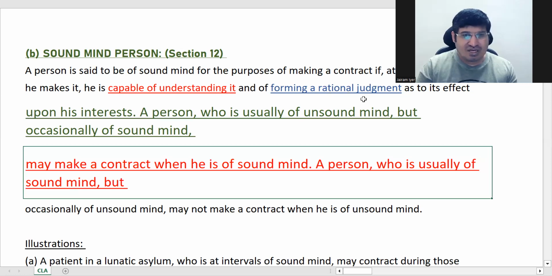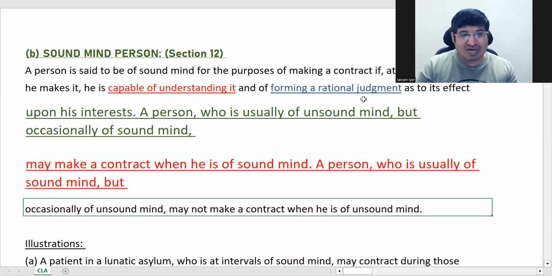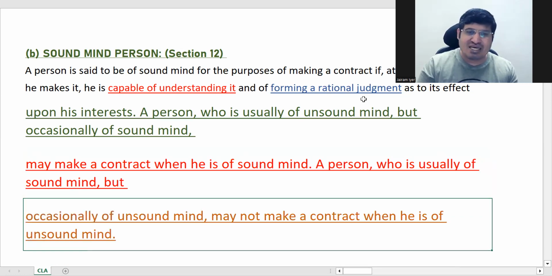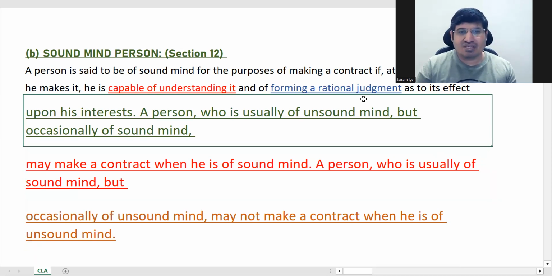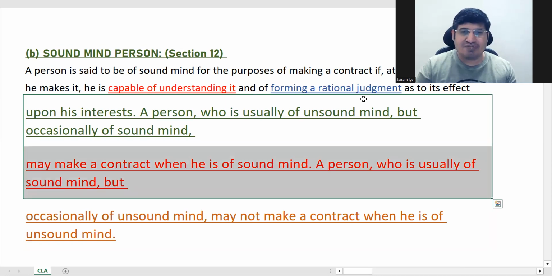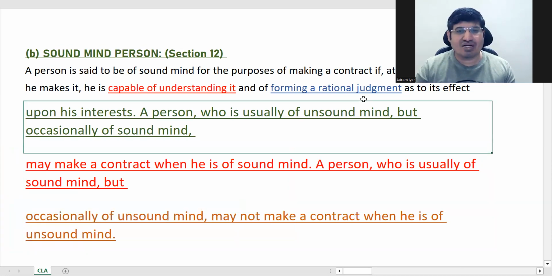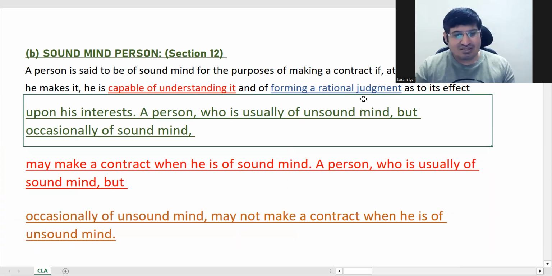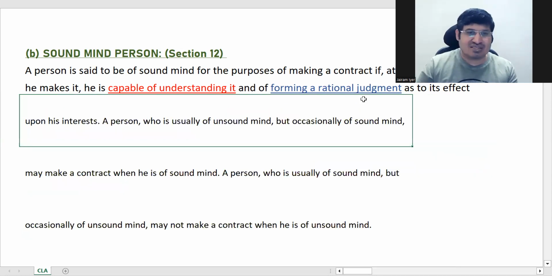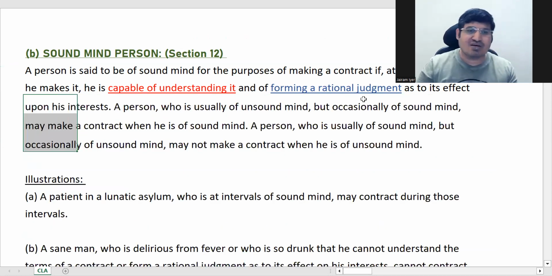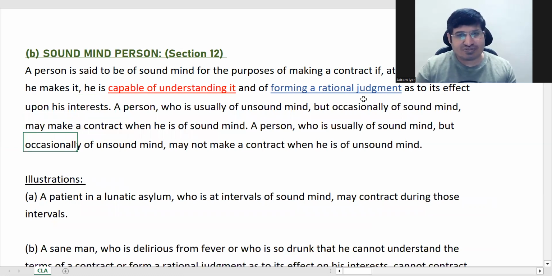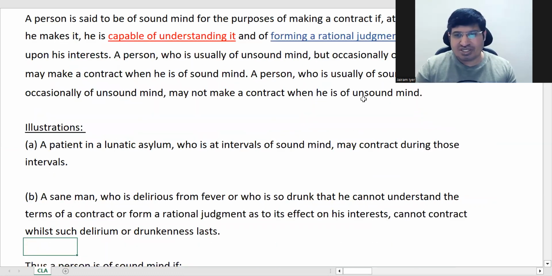And similarly, a person who is usually of sound mind, but sometimes of unsound mind, he cannot make a contract when he is of unsound mind. So whenever this person is of sound mind, he can make it. If a person normally is of sound mind, sometimes he gets drunk and at that point he is not understanding anything. Then he cannot contract during that point. So if anyone has entered into a contract during such time, then the contract will become void. Okay, so here are some illustrations.